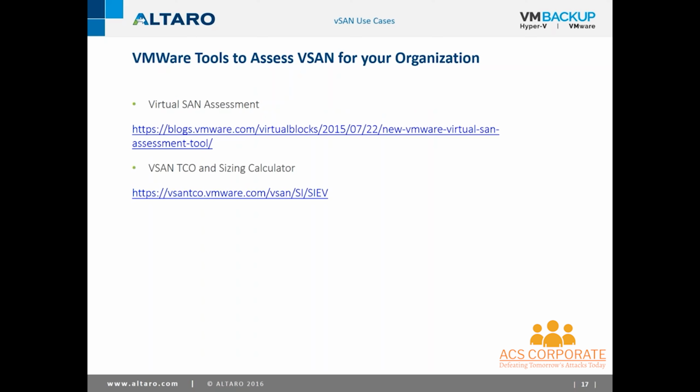So how do you know if your environment can, from an architectural perspective, be a good candidate for VSAN? Well, VMware has some tools that are really, really helpful. So one, you can do a virtual SAN assessment. VMware realizes that it's important to do this type of review to make sure.